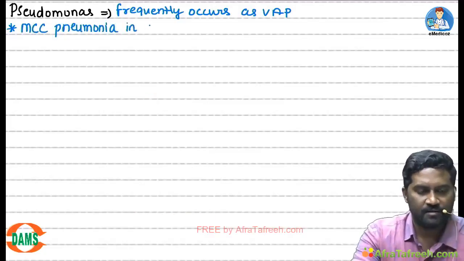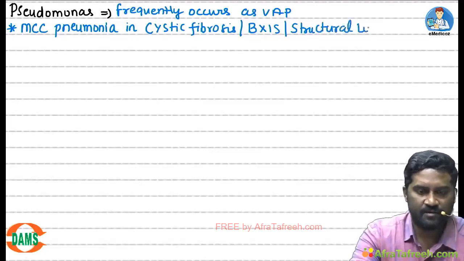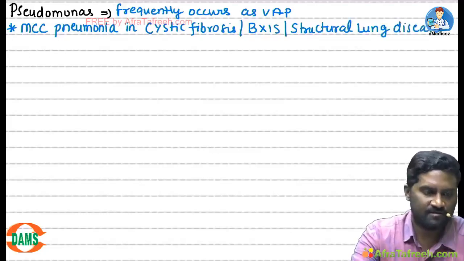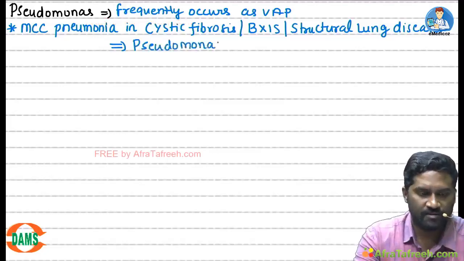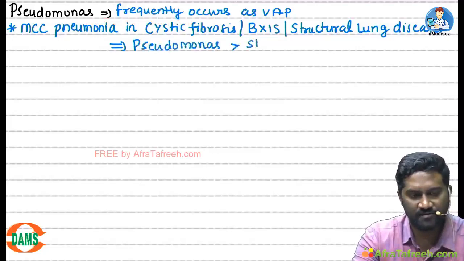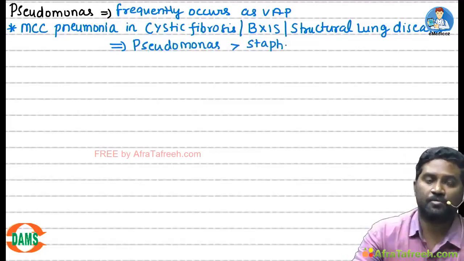in cystic fibrosis, bronchiectasis, all these terms mean nearly the same. Structural lung diseases: cystic fibrosis, bronchiectasis. What should be your answer? Pseudomonas. Along with that, its best friend Staph can also exist, but the best answer is Pseudomonas.